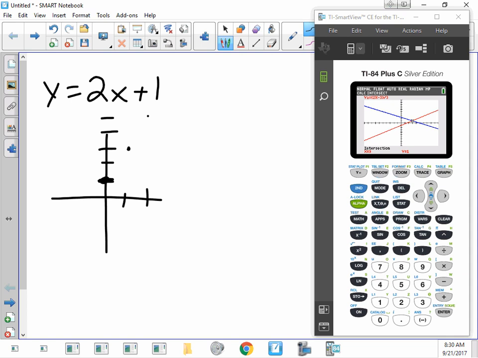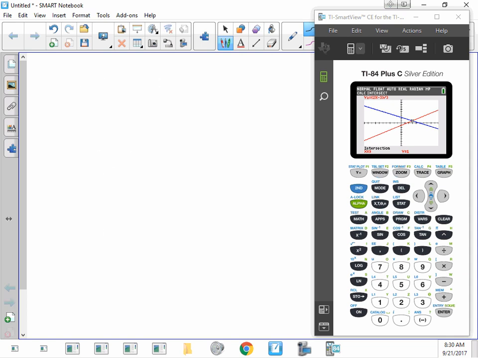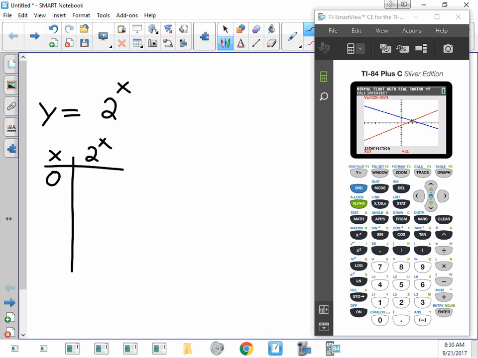Okay? So an exponential equation would look something like this. That would be 2 to the x. And if you look at this in a table, so if this is x and this is 2 to the x, if I plug in 0, what do I get? 1. What if I plug in 1? I get 2. What if I plug in 2? 2 times 2 would be 4. What if I plug in 3? Not 6.